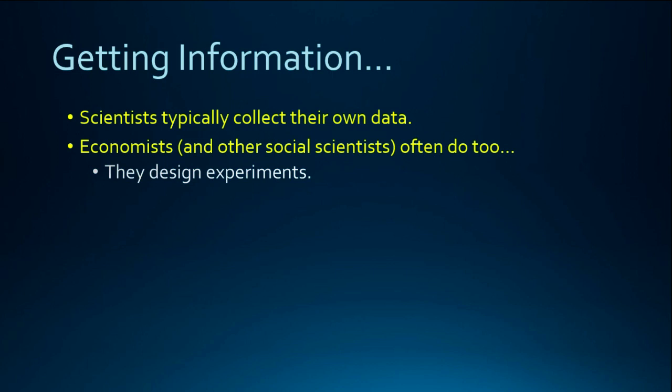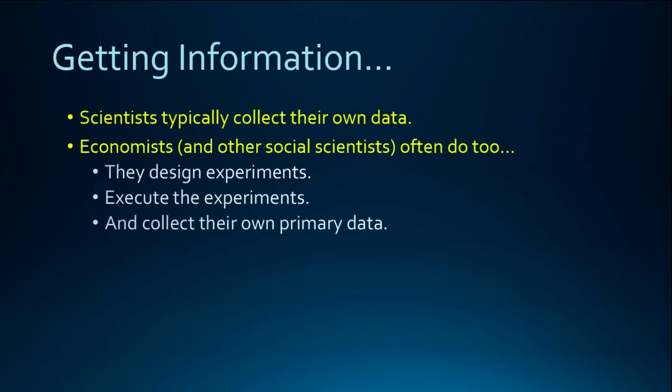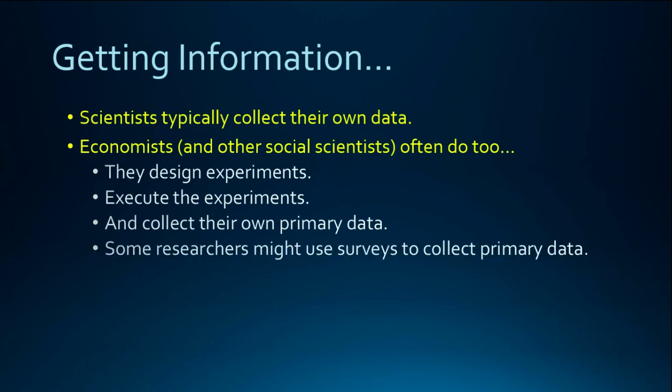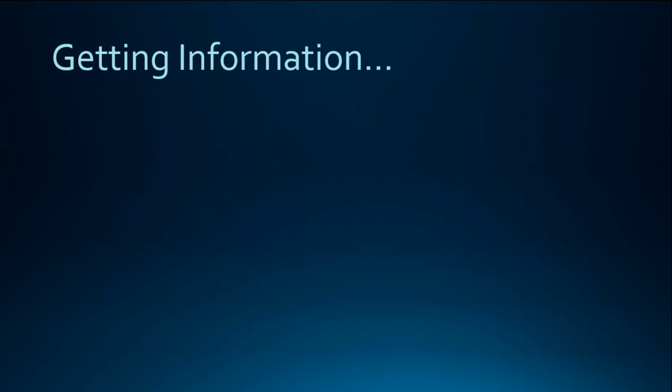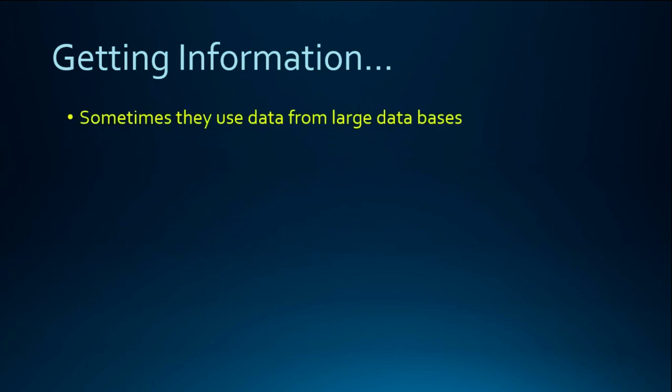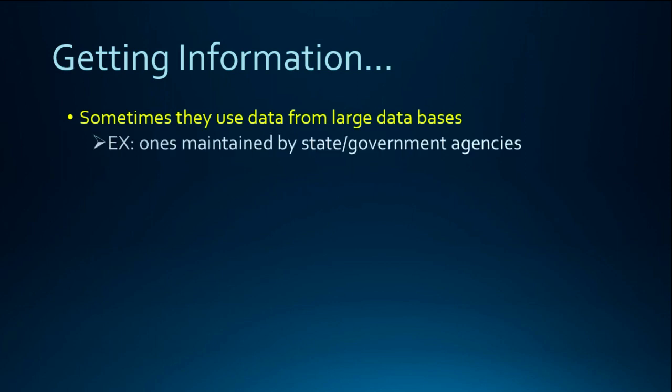Whether we're talking about scientists or economists or other social scientists, they do design experiments and then they execute these experiments and they collect their own primary data. Some research might also use surveys to collect primary data too. But for those of you that have been trained in science, most of your data is coming from experiments, right?